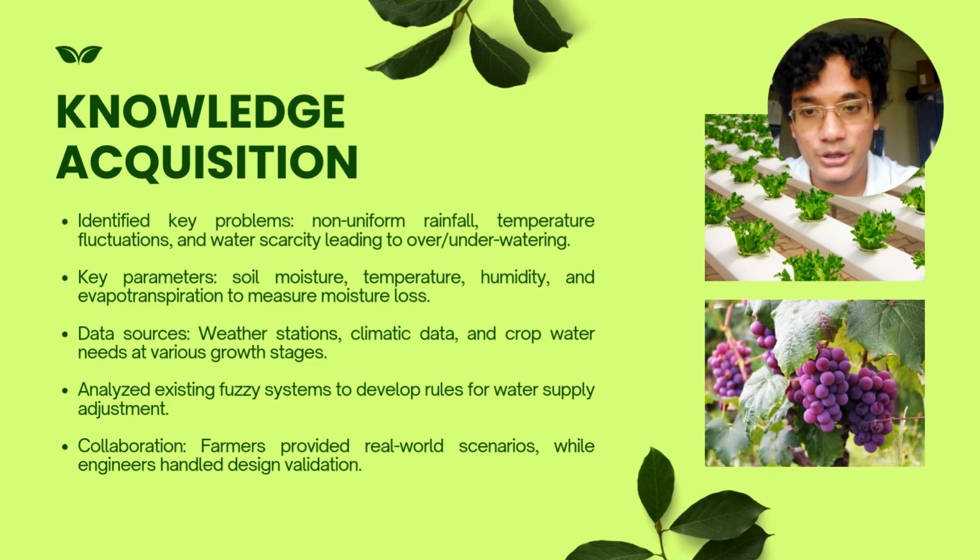To obtain accurate information, climatic stations and water measurement systems are required to collect real-world environmental data. This data is crucial for analyzing the existing fuzzy system, identifying areas for improvement, and refining fuzzy rules for water distribution. By continuously adjusting and collaborating with real-world data scenarios, the system is enhanced for better adaptability and accuracy. Meanwhile, experts oversee the design and validation process to ensure the system meets the agricultural needs effectively.